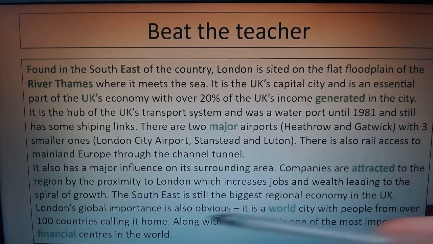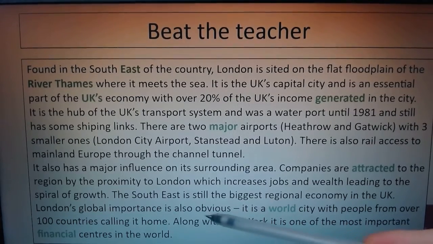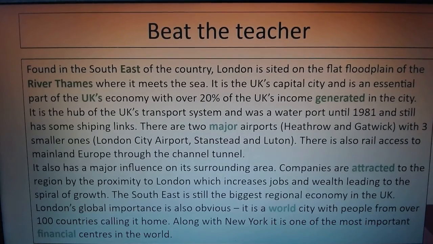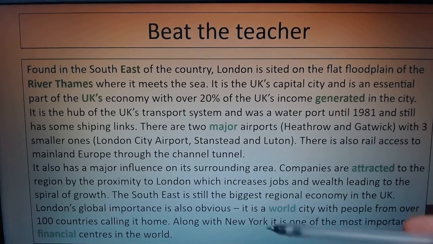We'll skip on this. Okay, London's global importance is also obvious. It is a world city with people from over 100 countries calling it home. So again, people from all over the world, not just companies, but people from all over the world move there because there's so many job opportunities, excellent education facilities and things like that. Along with New York, it's one of the most important financial centers in the world. A lot of banking and stuff goes on there.